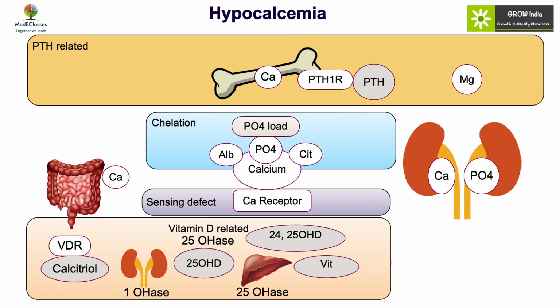Now, phosphorus load is an important cause in the setting of tumor lysis, rhabdomyolysis, hemolysis. Alkalosis is very important. If an individual has a respiratory or a metabolic alkalosis, this will increase the negative anion level, causing more binding of calcium, causing an ionic hypocalcemia. And this is commonly seen in the setting of renal failure.